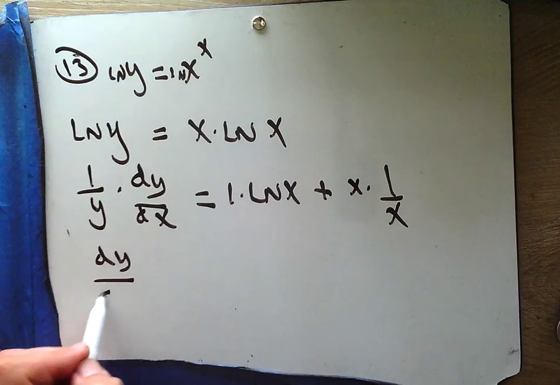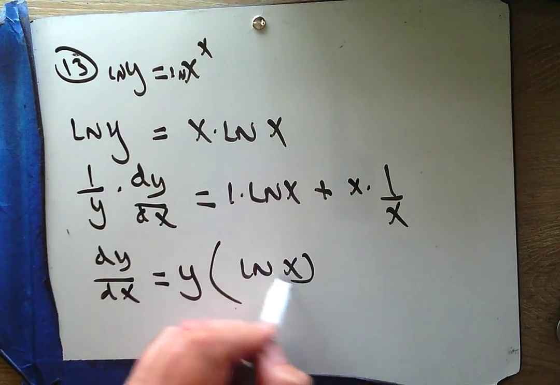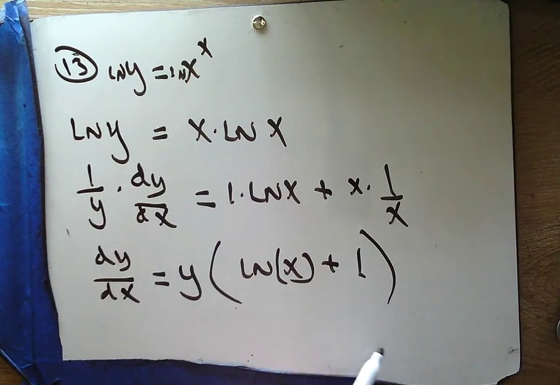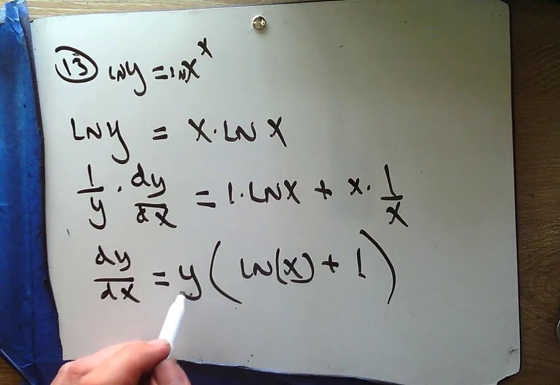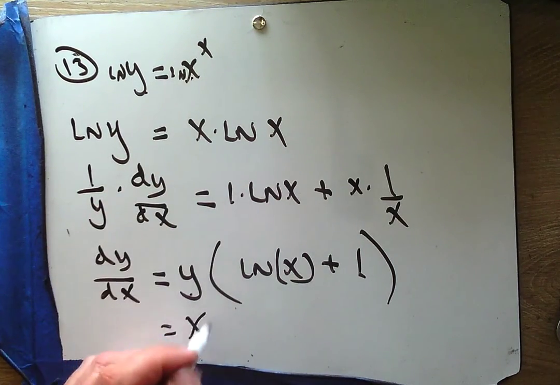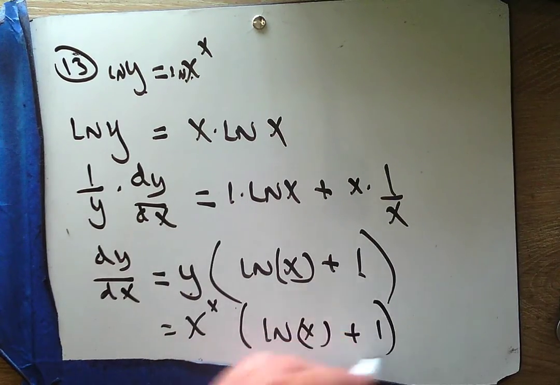So dy/dx equals y times ln of x. This x and that x cancel, leaving me just plus 1. And we're not quite done yet. Remember, you have to replace y with x to the x. So x to the x, (ln of x plus 1). There you go.